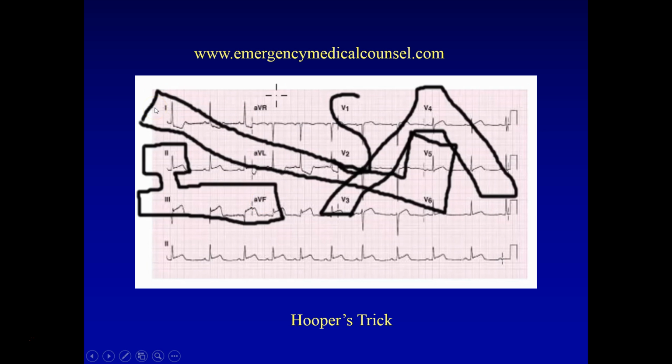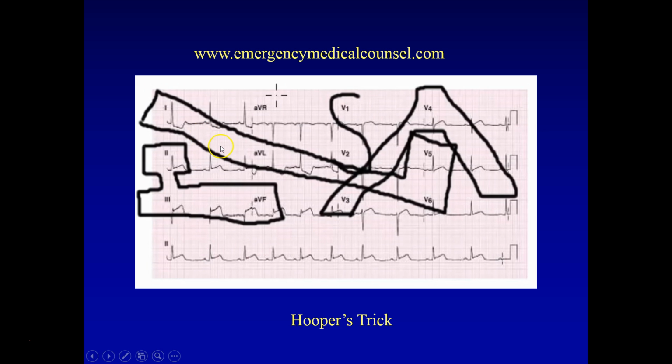Over here, if you have ST elevation in lead 1, AVL, V5, and V6, you're going to have a lateral wall MI. Over here, V3 or V4 is going to be an anterior wall MI. So is V1 and V2, but this is separated out to show you that this is covering the septal portion of the anterior wall of the MI.